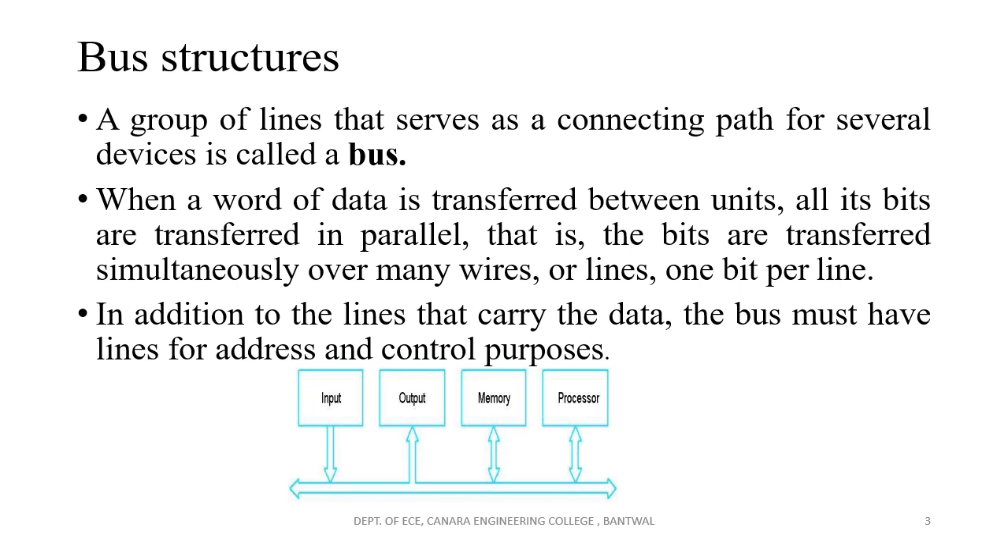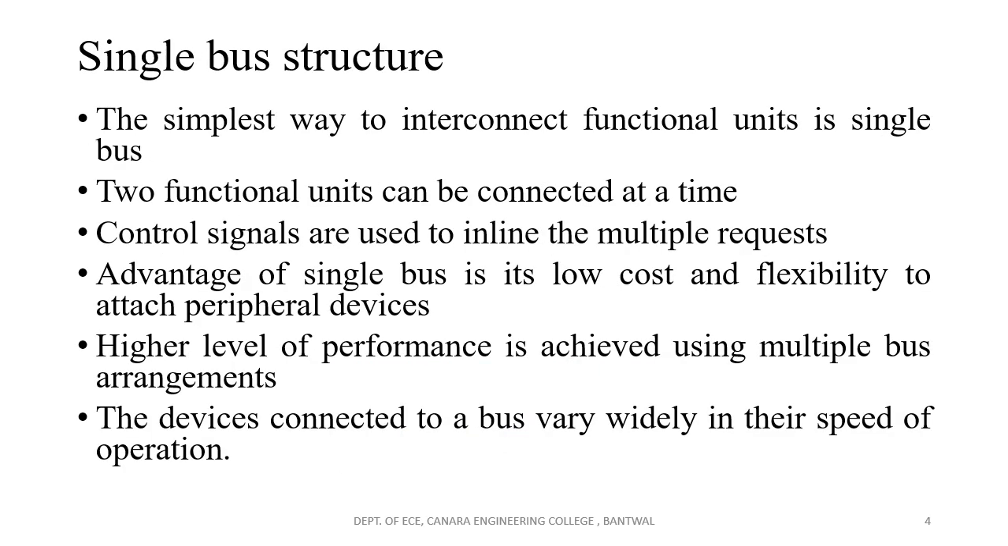These bus lines not only carry the data, they also carry the address as well as the control signals that are generated from the control unit. The diagram here shows one type of bus which connects the different blocks such as input, output, memory and the processor. Basically, in any computer system, you will have two types of bus arrangements: the single bus arrangement and the multiple bus arrangement.